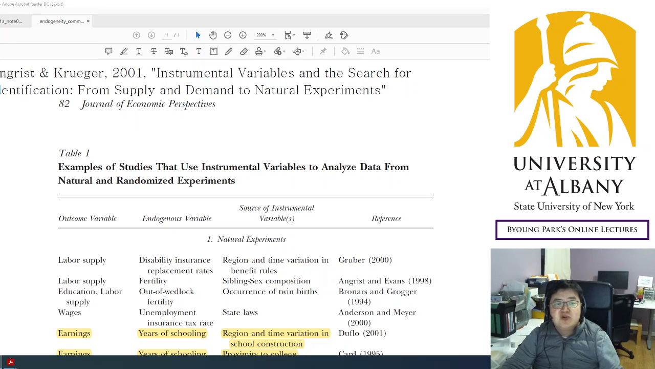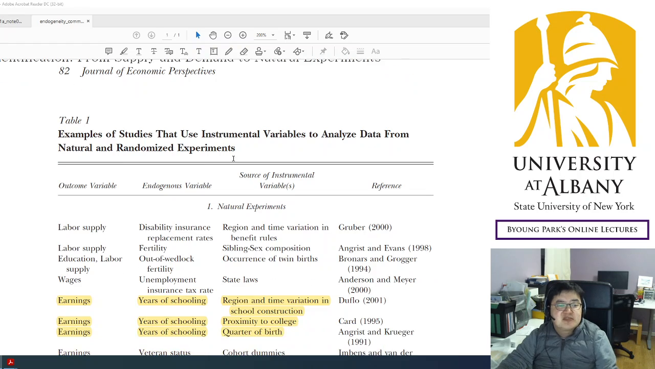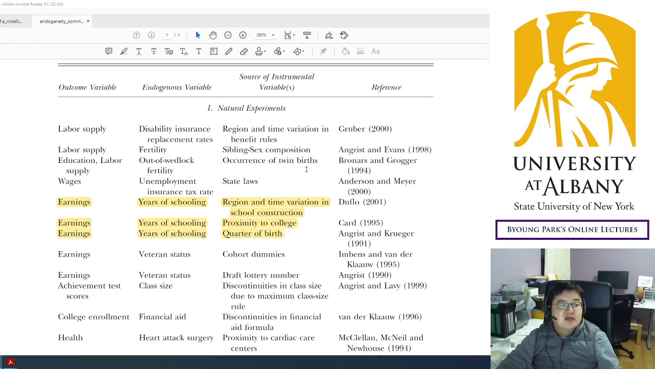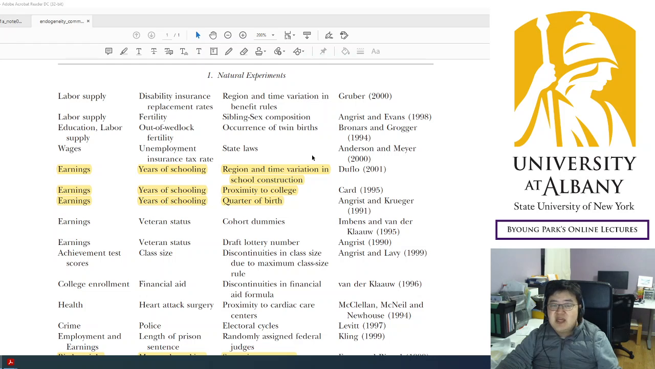And today I'm going to show you more examples of instrumental variables. The table is taken from the 2001 Angrist and Krueger Journal of Economic Perspectives paper. Here they list some famous instrumental variables. Let's see some key examples.